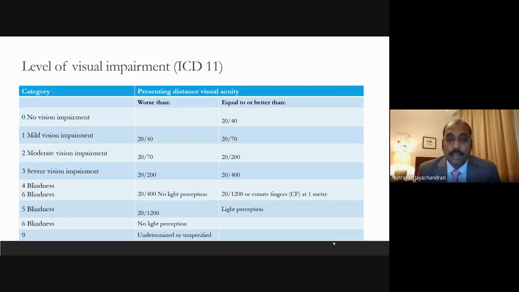When there is no light perception, where the brain is not receiving any kind of light perception, it's called total blindness. So this is the classification. For today's concern, we will see only mild, moderate, and severe vision impairment, because this is the category which will be included in low vision.